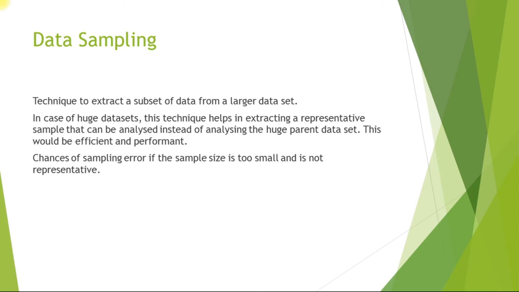But one thing we should be very careful of: there are chances of getting sampling error if the sample size is too small. When the sample size is small, we may end up not having a representative dataset. That means all cases available in the population data, or the larger dataset, are not available in the sampled dataset, and hence it is not representative and we have a chance of getting sampling error.